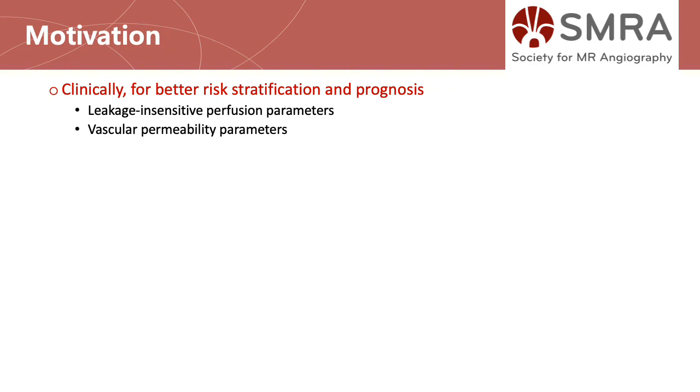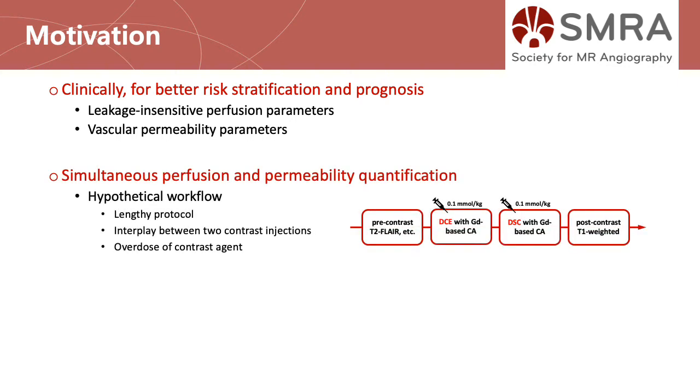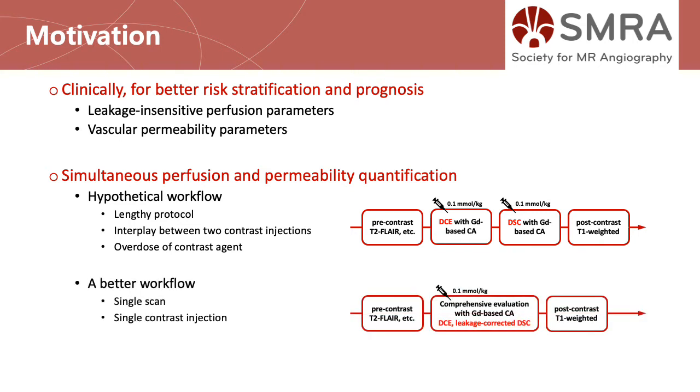Therefore, simultaneous evaluation of leakage-insensitive perfusion and vascular permeability parameters is often clinically desired for better risk stratification and prognosis. However, the hypothetical workflow for simultaneous perfusion and permeability quantification is impractical due to a lengthy protocol, interplay between two contrast injections, and overdose of contrast agent. Therefore, a better workflow would be to acquire both DCE and leakage-corrected DSC parameters within a single scan using a single dose of contrast agent.